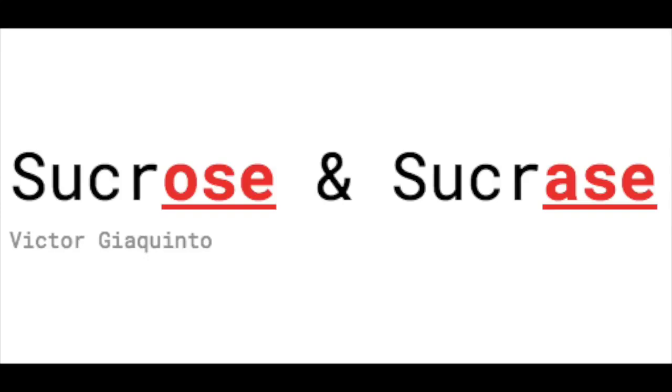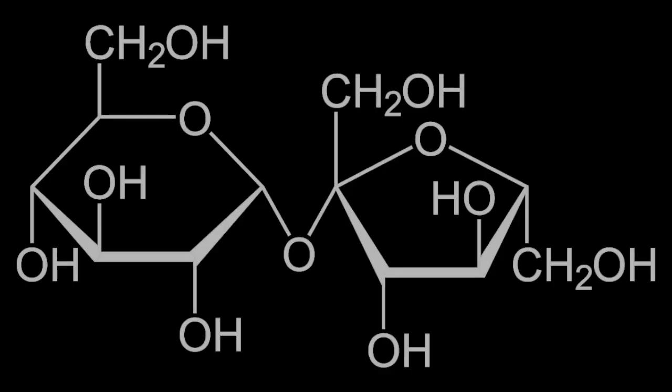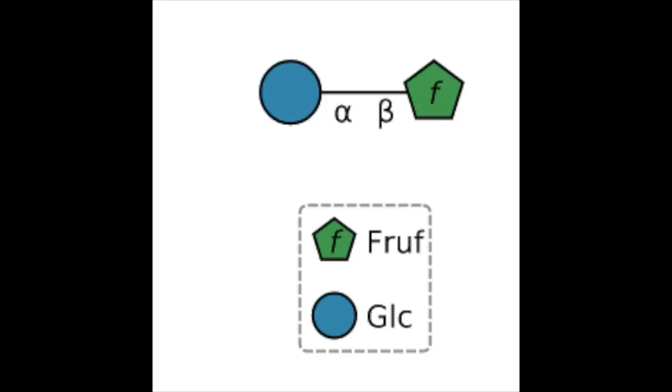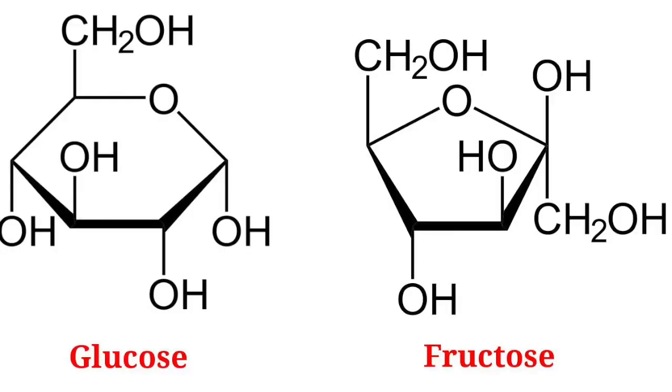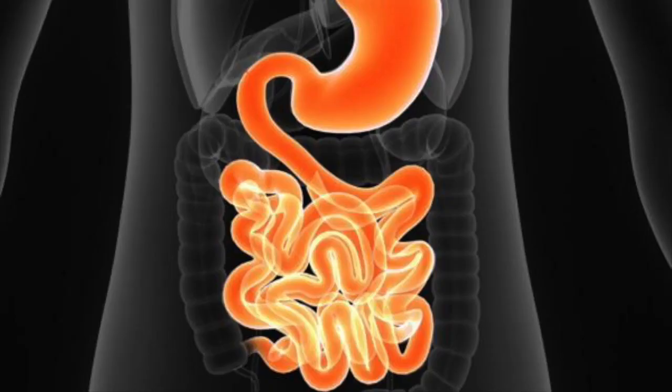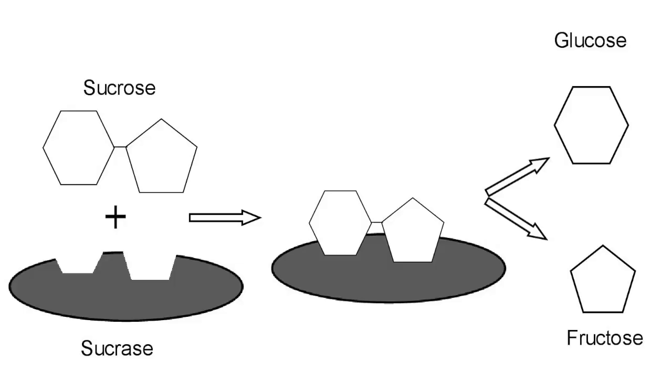Sucrose and sucrase. Sucrose is a disaccharide consisting of two monosaccharides, fructose and glucose. As our cells can only absorb monosaccharides, sucrose must be broken down into its two fundamental products. To do this, our small intestines are coated with multiple types of enzymes by the millions. The ones that specifically deal with sucrose molecules are called sucrase.